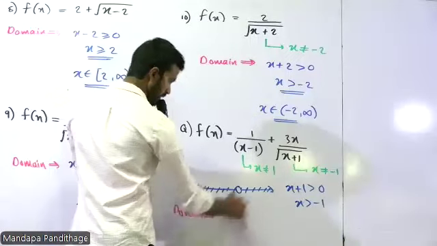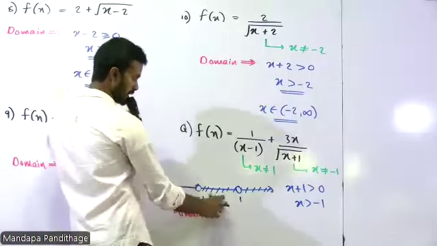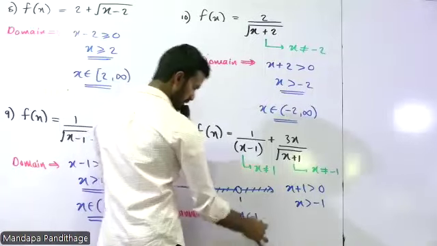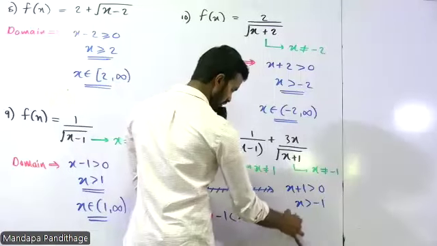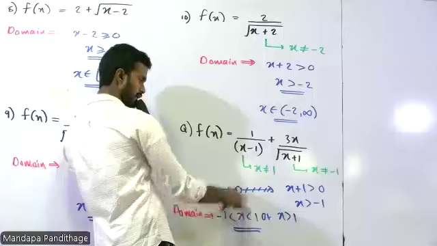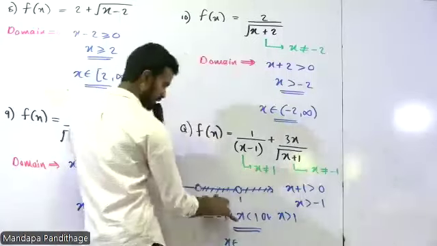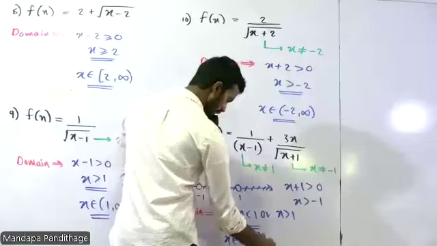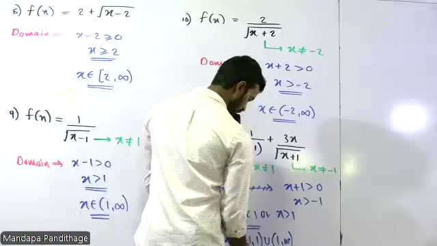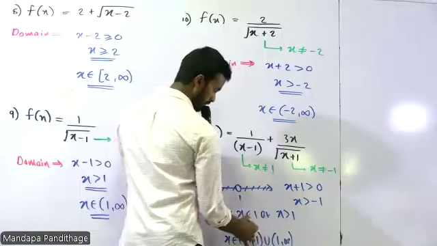x becomes greater than minus 1, but we have to take out 1. So what is your domain? If you go with the inequality notation, x is greater than minus 1 but less than 1, or x is greater than 1. If we go using the set notation, x is an element of what is this set? Minus 1 up to 1, union, what is this set? 1 and it goes up to infinity. Clear? So you have to write these two.